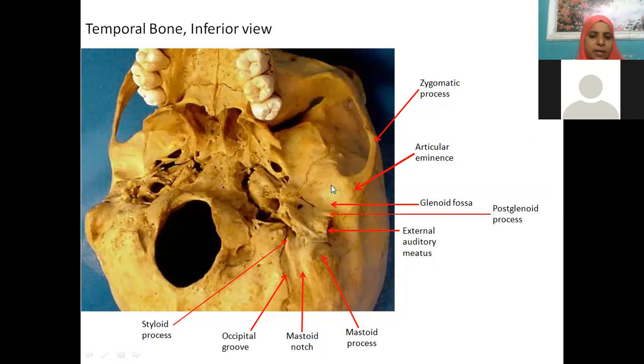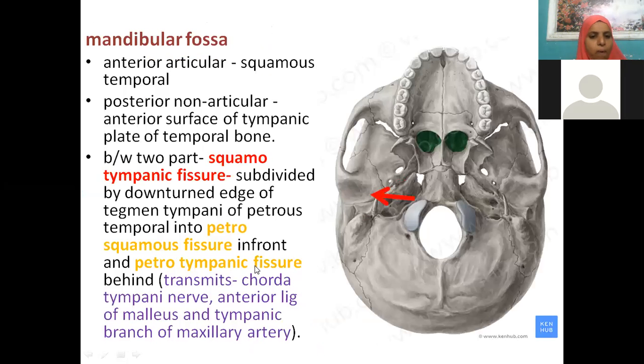This is the squamous part of the temporal bone. This is the tympanic part of the temporal bone. Hence you get this squamotympanic fissure. This one, the petrotympanic and petrosquamous fissures.